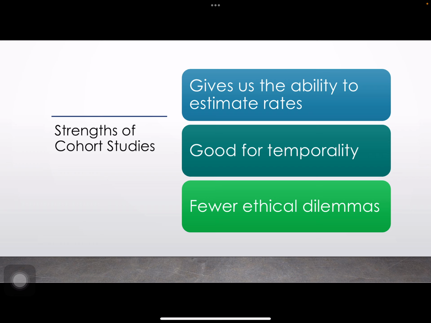Some strengths of cohort studies include that they give us the ability to estimate rates such as incidence. They are also good for establishing temporality and have fewer ethical dilemmas, since you're observing study participants doing things that they naturally would do, or things that happened on their own without manipulating the exposure.